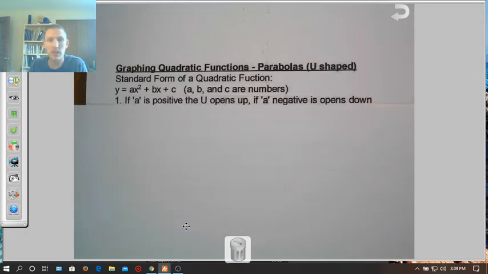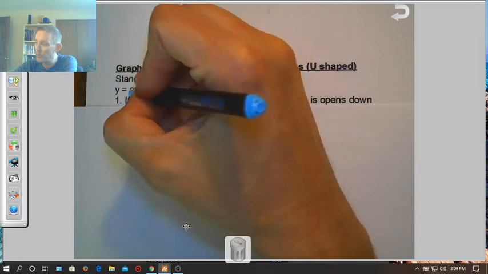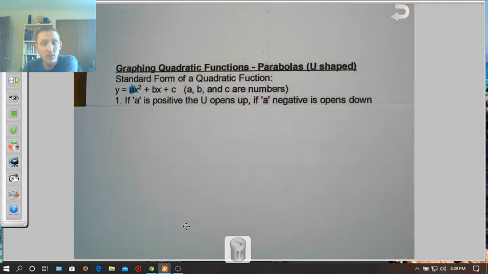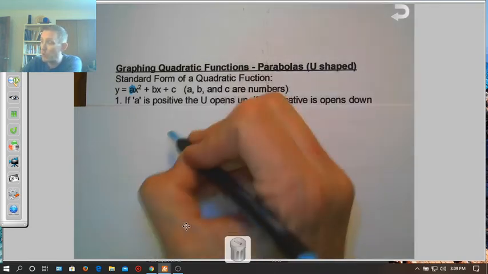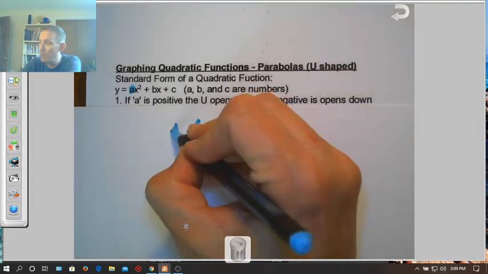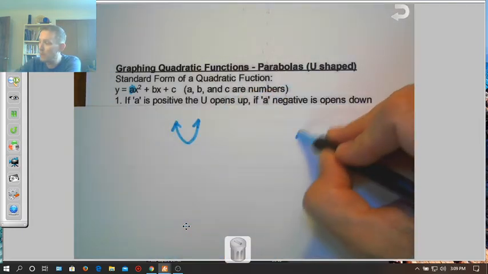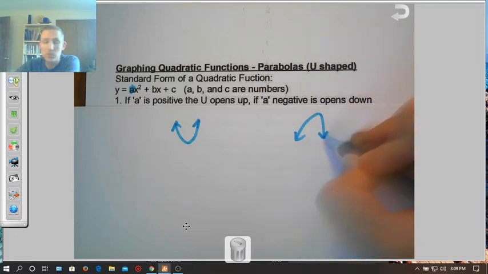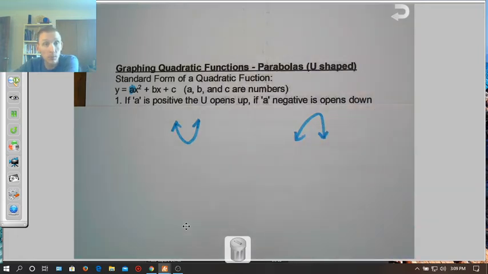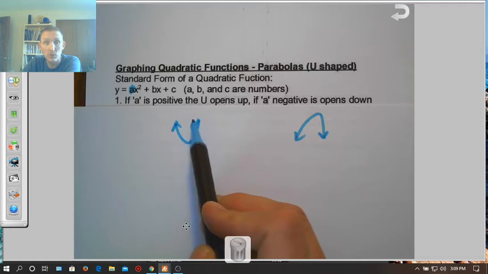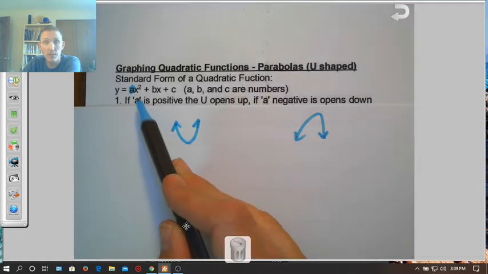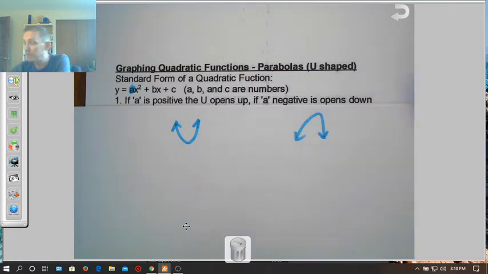The first thing, and this is important so you know what your graph is going to do. If a, being the number in front of x squared, is positive, your U shape, your parabola will open up. If a is negative, it's going to open down. So we're going to have a parabola that will open up. Or if a is negative, then the parabola will open down. Now this is important because you want to know ahead of time what your parabola should do. So if the number in front of x squared is positive, the U shape opens up. But if that number in front of the x squared is negative, then it's going to open down.